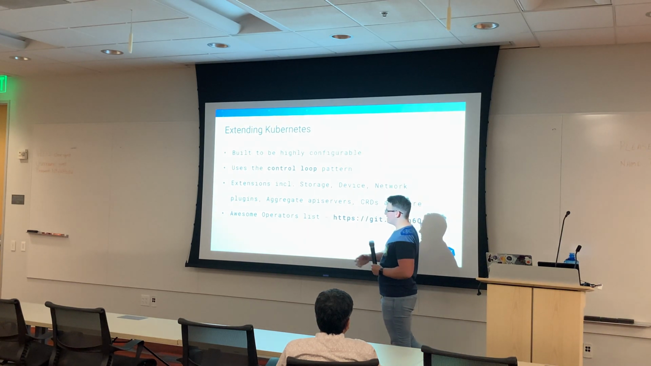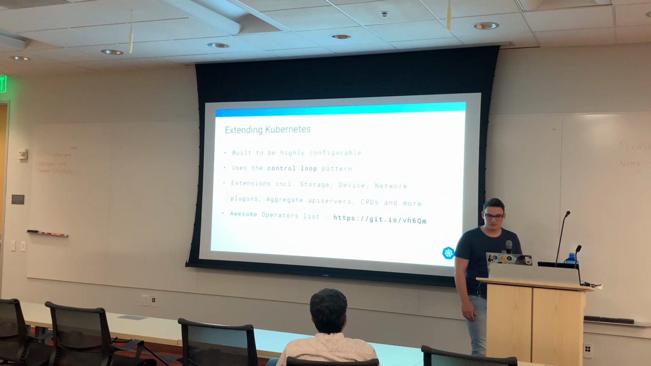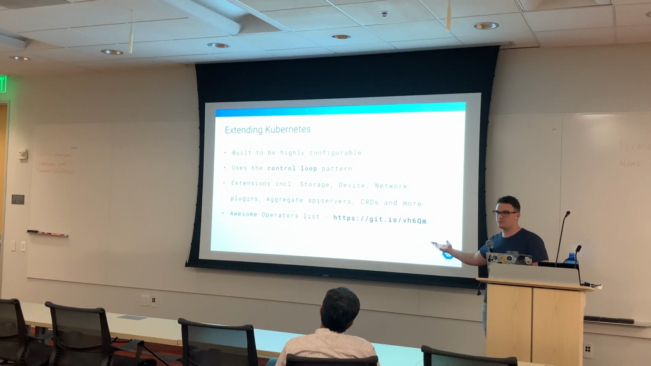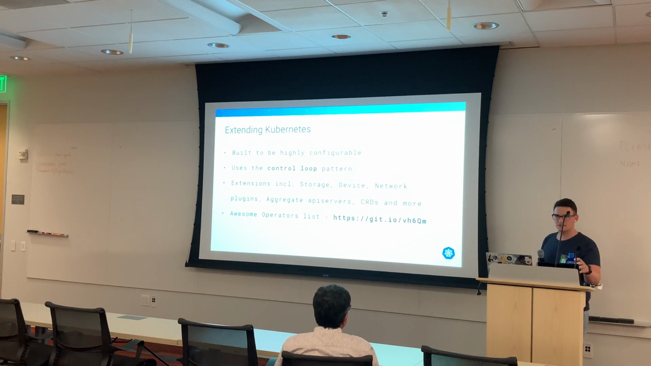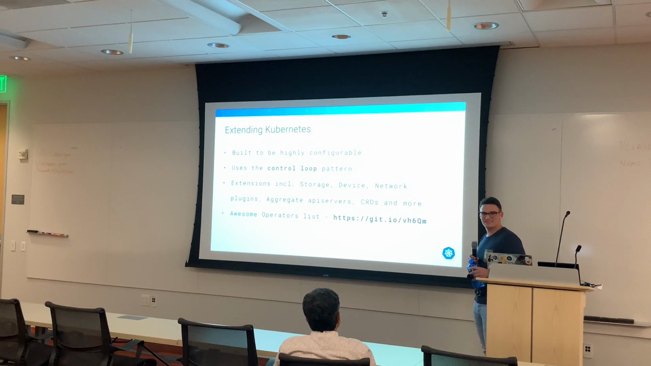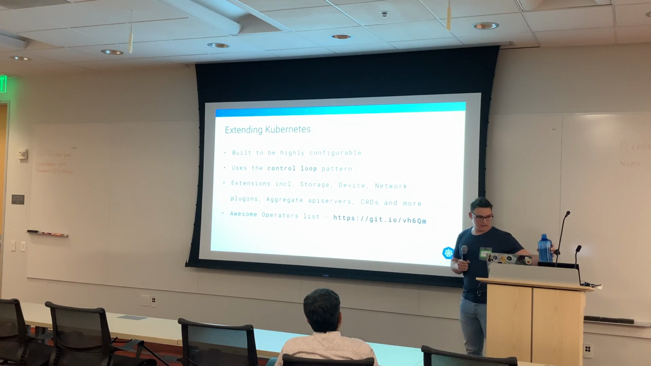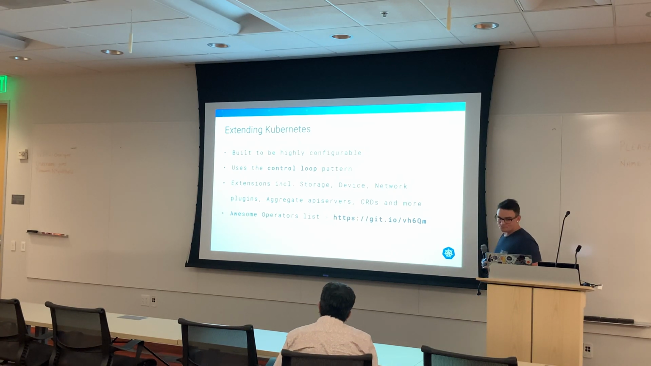So network plugins. The Container Network Interface is another way of doing that. Aggregate API servers. Does anybody deploy Service Catalog, or any of those kinds of things? Any aggregate API servers? All right. So that's a different way of extending Kubernetes.